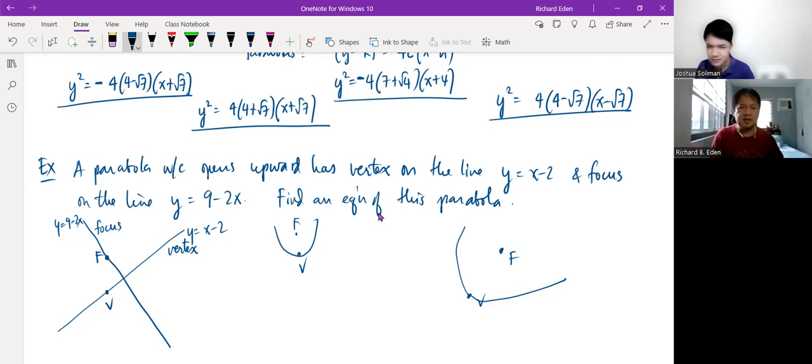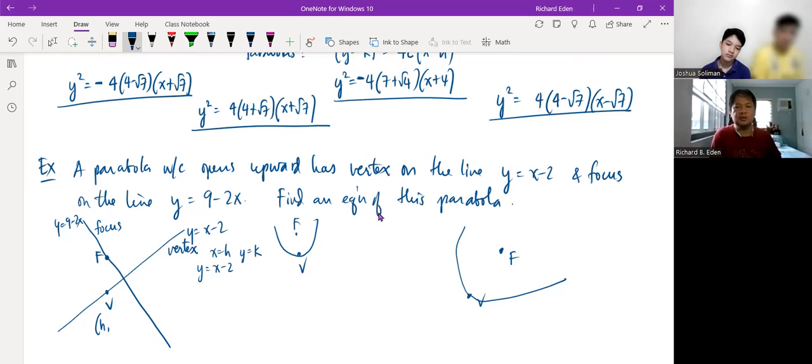Alright, sige nga, kunwari, nung vertex, ang equation niya ay h. Now, ordinarily, we would write down k, but because y is equal to x minus 2, if x is equal to h and y is equal to k, then y is x minus 2. So it's going to be h minus 2. So yun yung k. K is h minus 2.